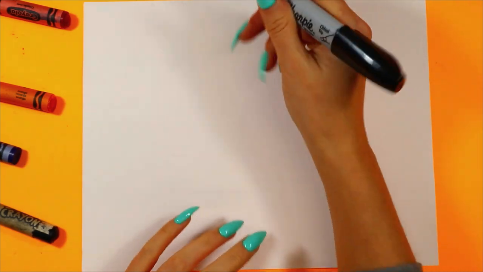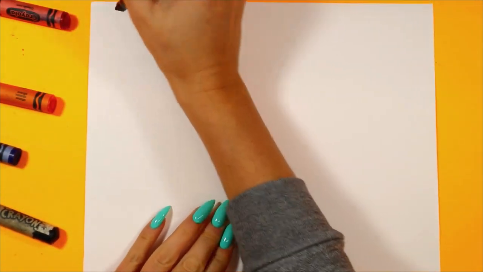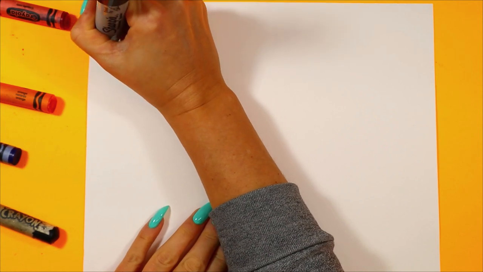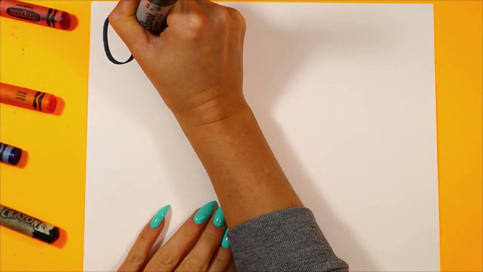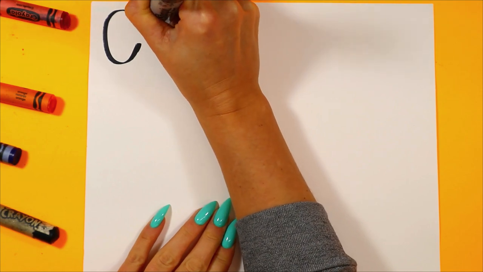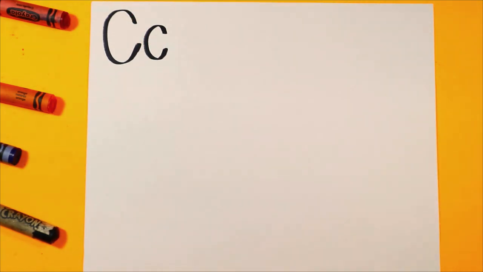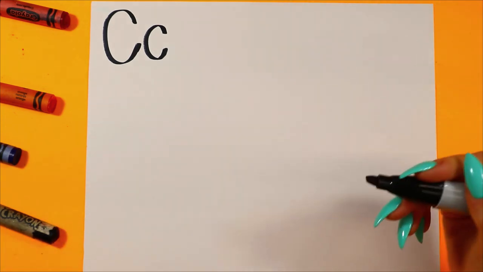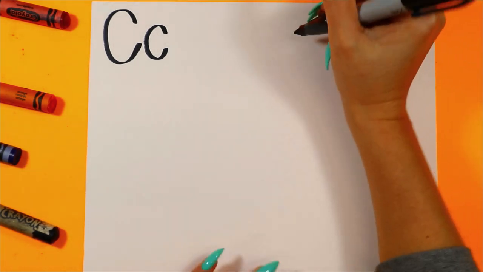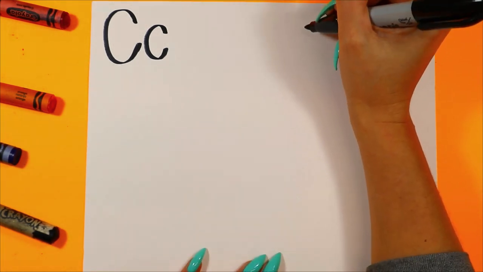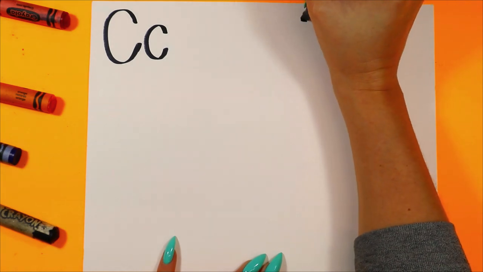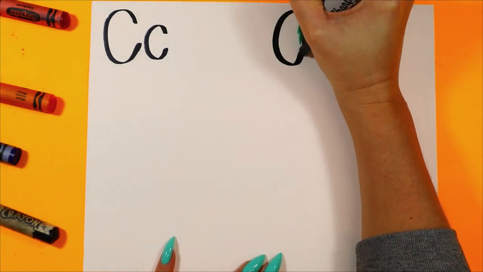We're going to create a cow. Cow starts with the letter C. C for cow. This is an uppercase letter C, and we have a lowercase letter C. Do you know any other words that start with the letter C? Those are amazing ideas. Well, because we're learning about the farm, we're going to draw a cow. And cow starts with the letter C. So we're going to start by drawing or writing the letter C.